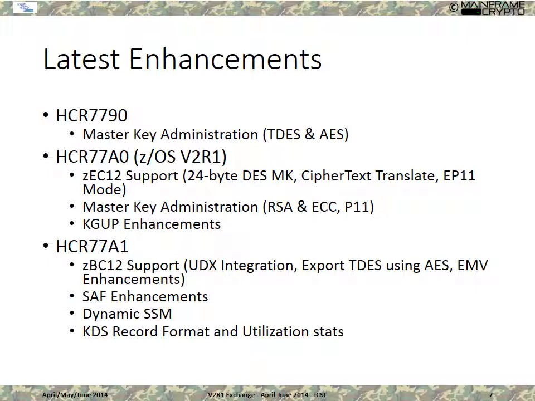And then again, EP11 support is only available on the Crypto Express 4S. You must get the 7700 if you want to take advantage of that. There were also a number of enhancements to KGUP. KGUP is much more comprehensive, supports all operational keys now. There were a number of other enhancements in 7700, but I think those are the big ones worth noting.